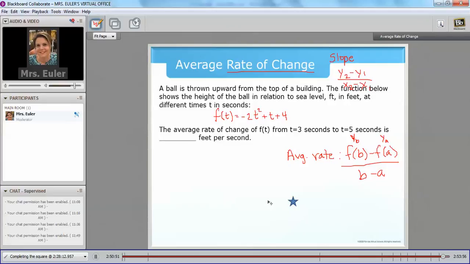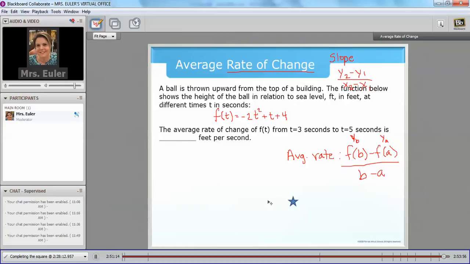So a ball is thrown upward from the top of the building. The function below shows the height of the ball in relation to sea level, or f of t in feet, at different times t in seconds. So they give us a formula. You would be given a formula. The average rate of change of f of t from t, 3 seconds to 5 seconds, is what?